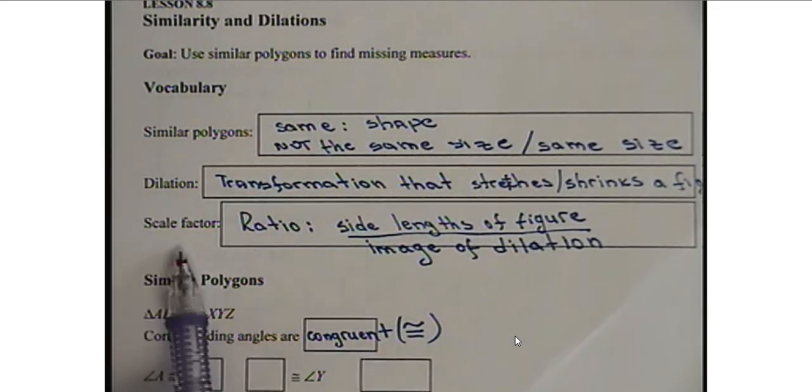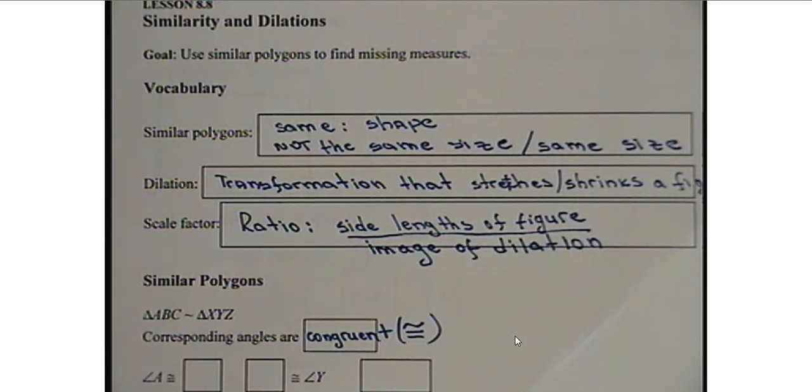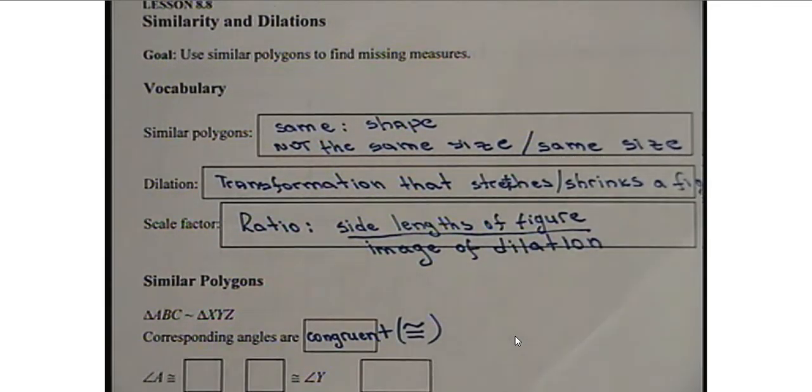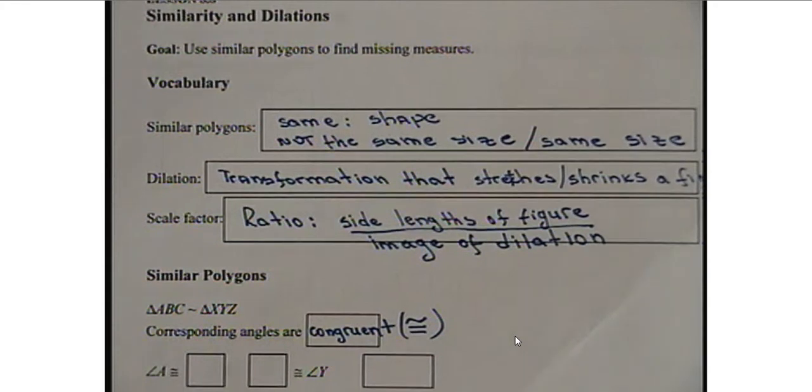Another vocab word here is scale factor. Scale factor normally is represented by the ratio of side lengths of the figure, which is the original one, to the image of the dilation. So talking about those vocab words, let's see what it looks like as an example.